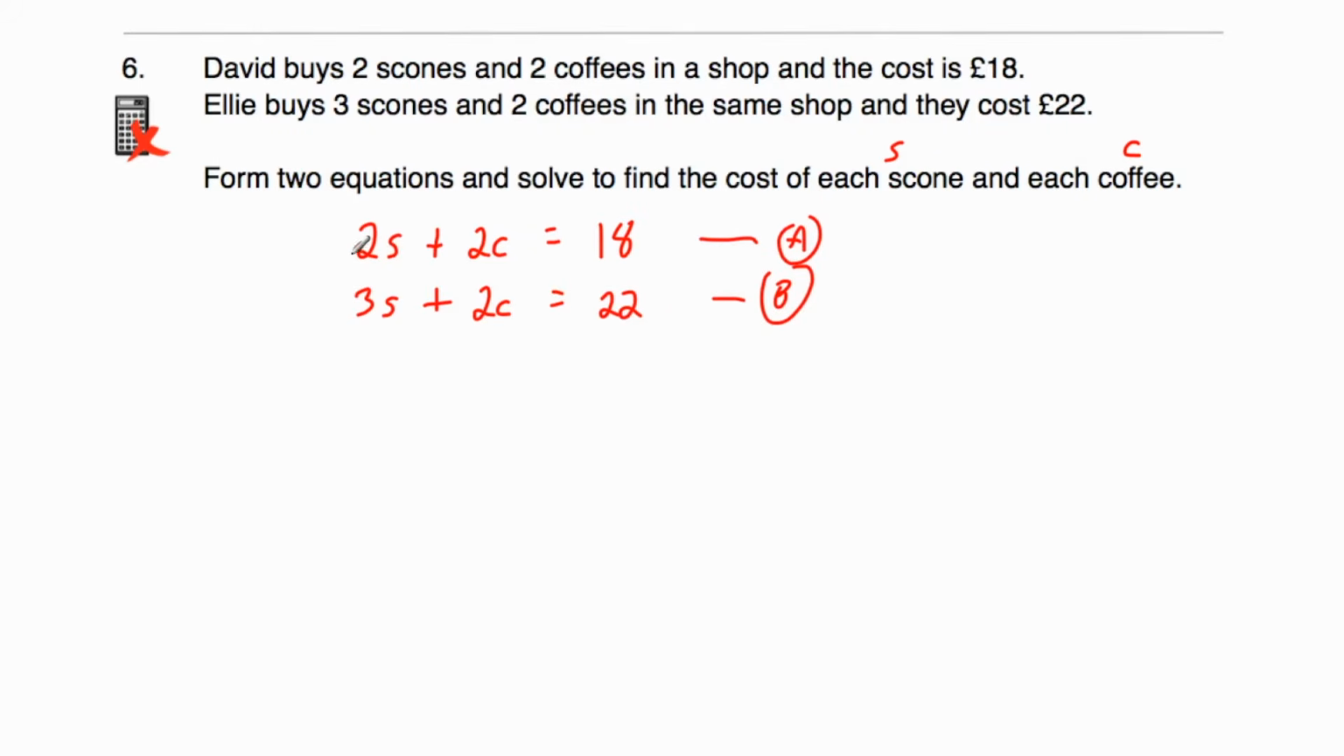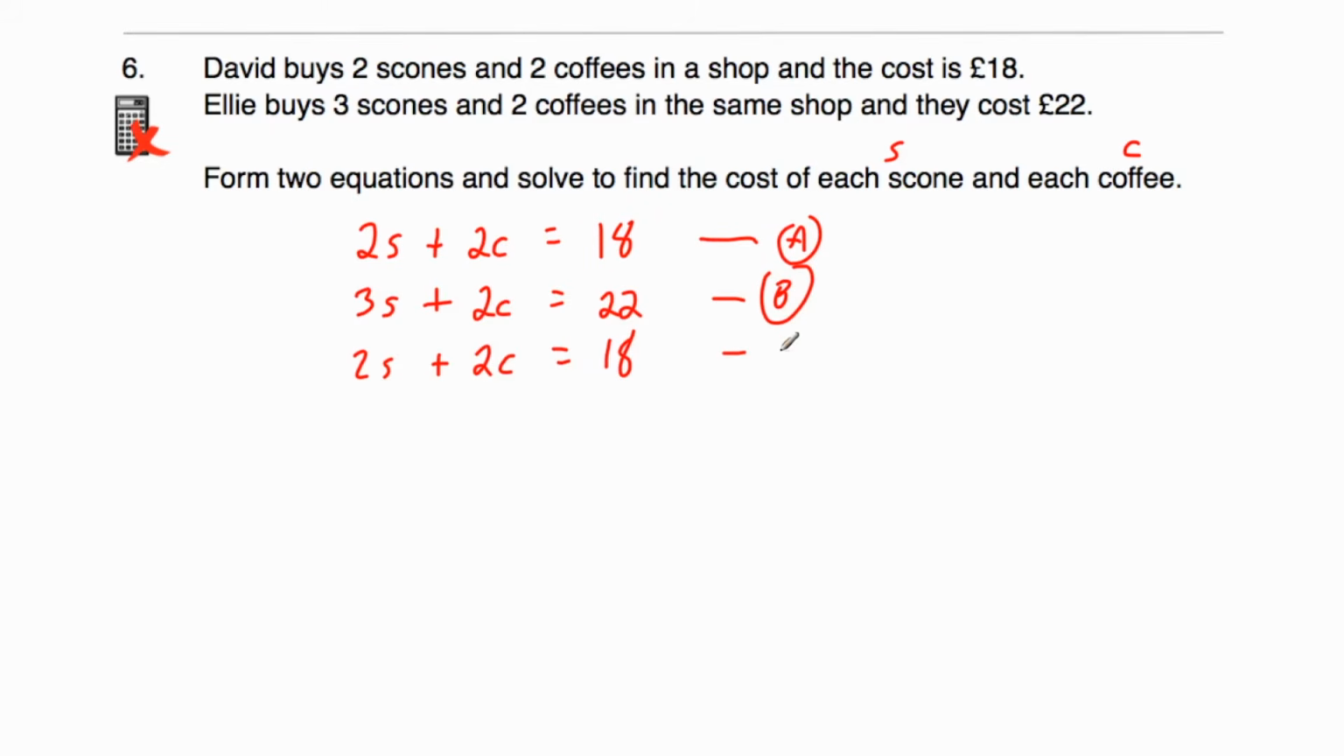Now here we've got 2S and 3S, but we've got 2C and 2C. So if we take the 2 equations away from each other, the Cs will cancel out. Just looking at this a minute, if I did A take away B, I would have 2S take away 3S, which is minus S. I'm actually going to write equation A out again beneath equation B. So 2S plus 2C equals 18.